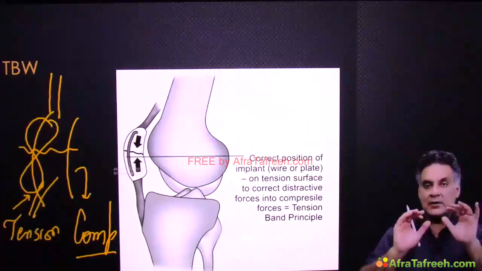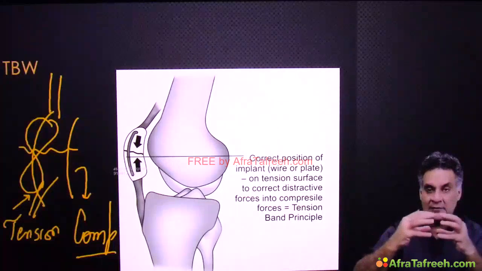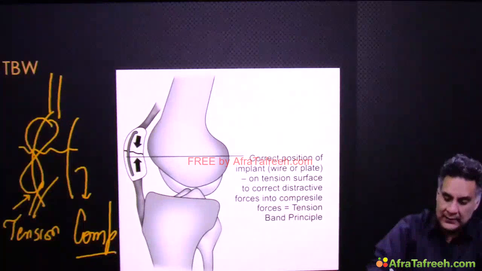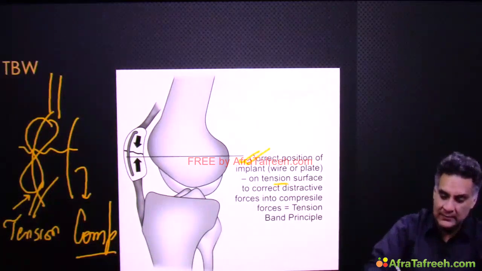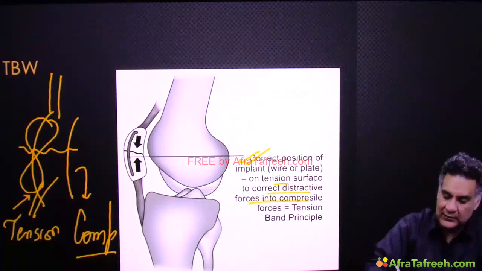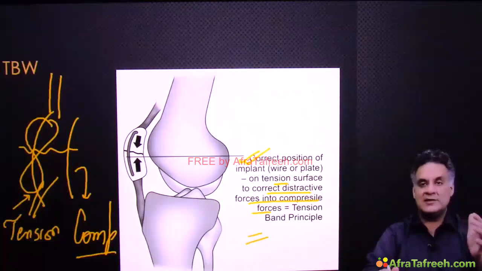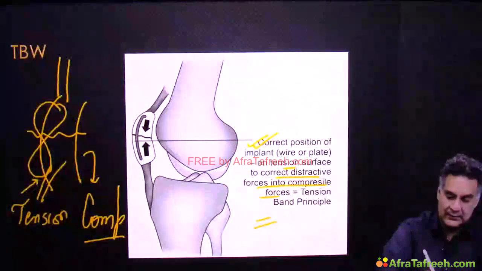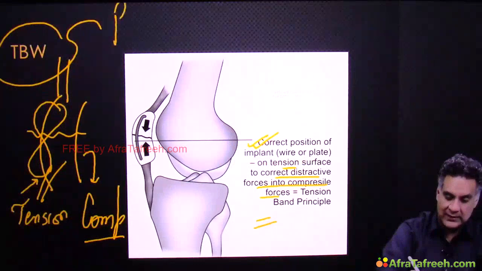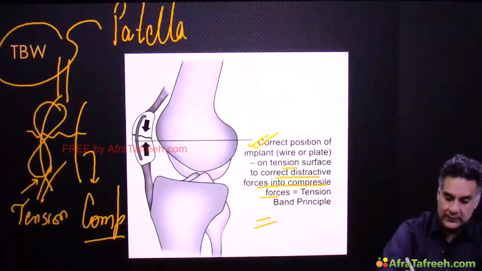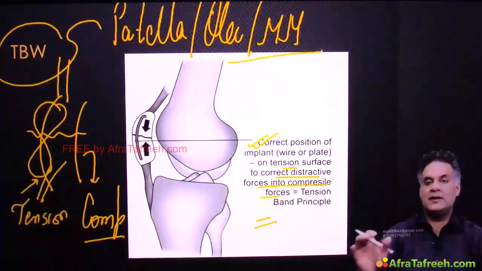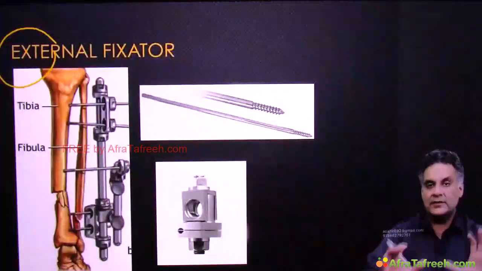In Hindi we say converting distances into closeness, to reduce tension. So the wire or the plate is applied on the tension surface, the convex surface, to convert the distractive forces into compressive forces, called the tension band principle. Tension band wiring is done for fractures of patella, fractures of olecranon and medial malleolus. Very commonly asked MCQ.